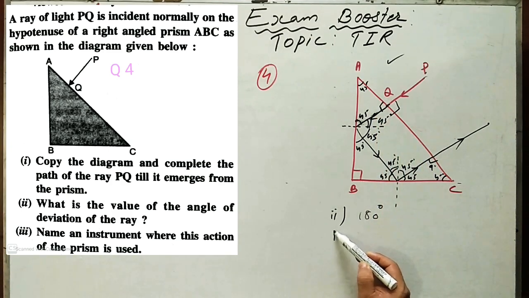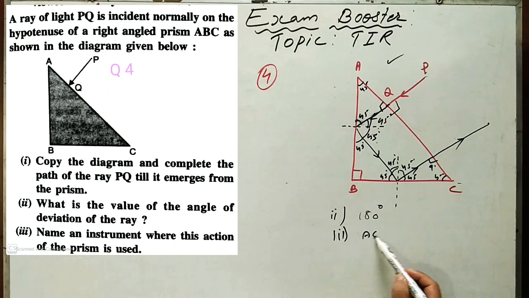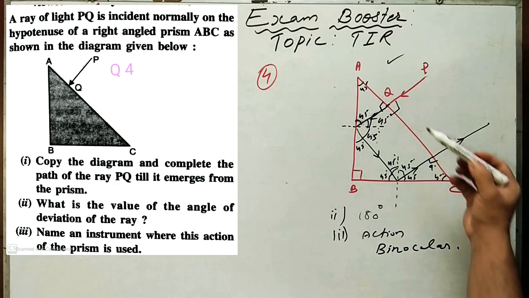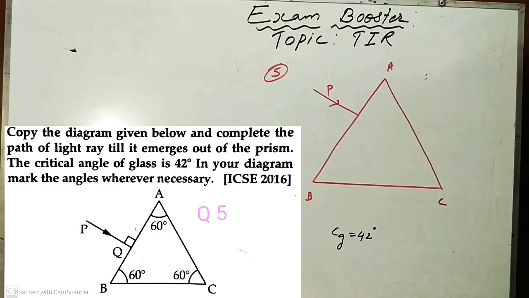And the third part of the question is: name an instrument where the action of this prism is used. This action of the prism, which turns a ray of light through 180 degrees, is mainly used in binoculars. This is the action of the prism which is used in binoculars to turn the ray of light through 180 degrees. Is it clear? Fine. Okay. Moving on to question number 5.